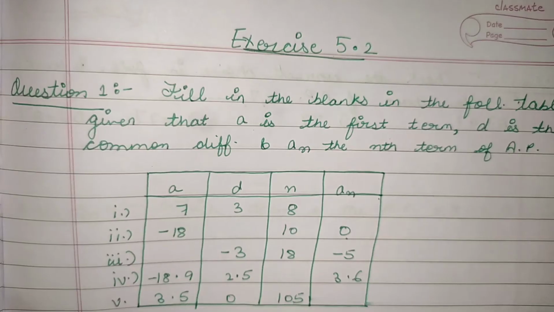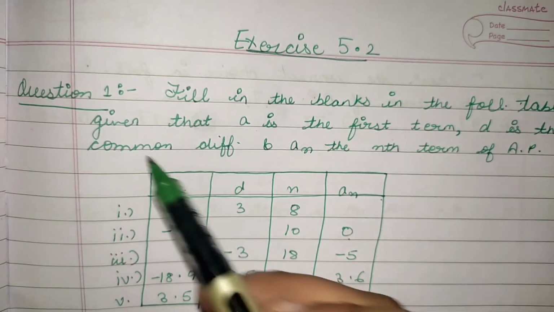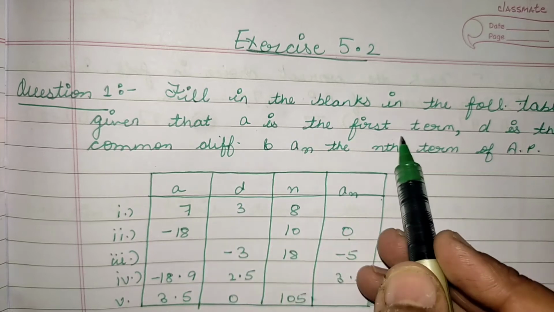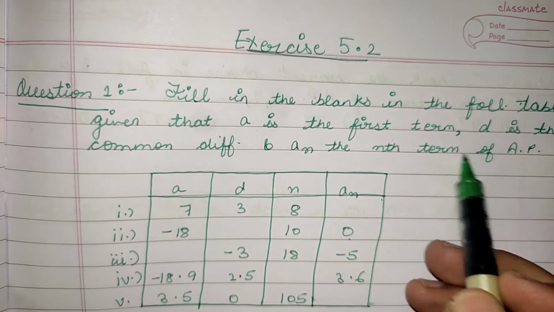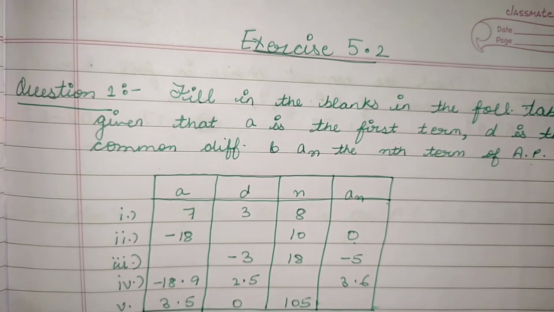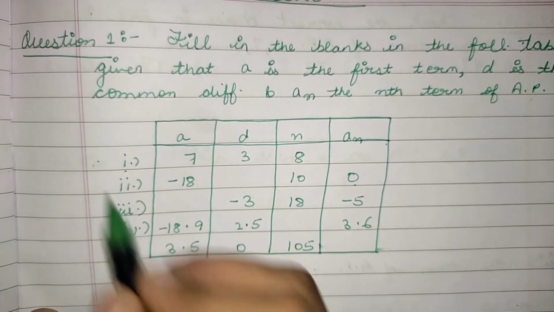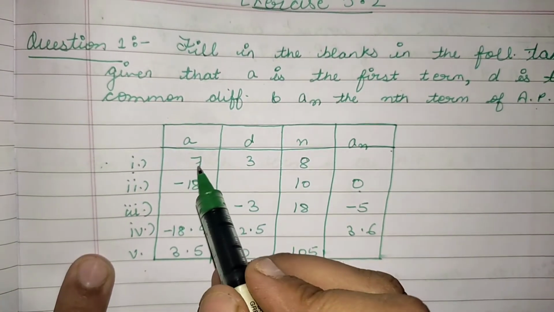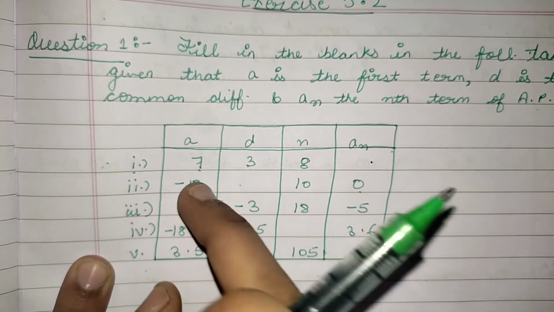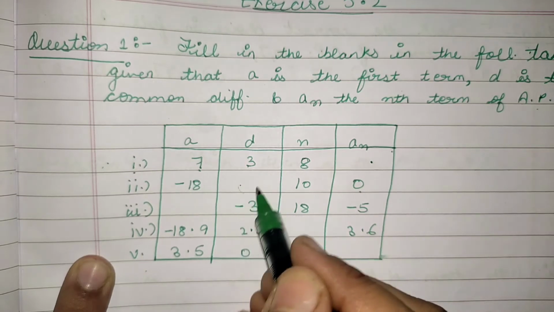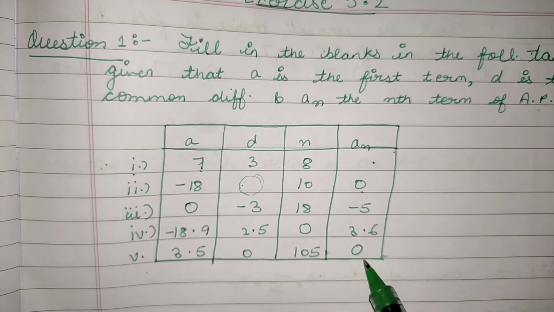Okay, now moving to exercise 5.2. The very first question says that fill in the blanks in the following table, given that a is the first term, d is the common difference and an is the nth term of the AP. These are the simple questions which we are doing till now. There are 5 parts. In some parts they have given you a, d and n, you have to find out an. Then they have given you the 3 remaining terms and you have to find out the common difference. Then you have to find out the value of a, n or an.